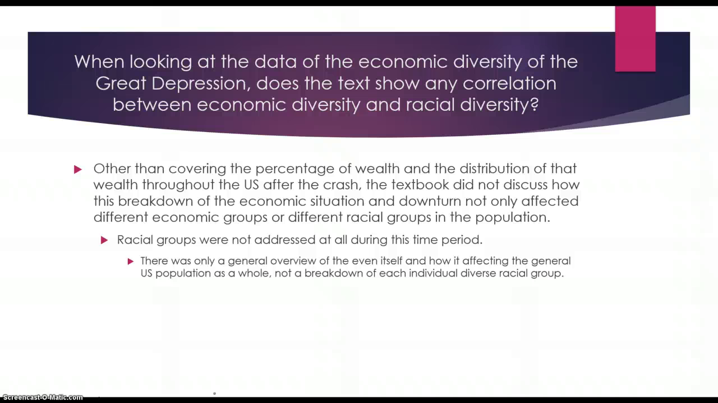The next question I wanted to address was, when looking at the economic diversity of the Great Depression, does the text show any correlation between economic diversity and racial diversity? Other than covering the percentage of wealth and the distribution of that wealth throughout the U.S. after the crash, the textbook did not discuss how this downturn affected different economic groups or different racial groups in the population. The book simply did not address any racial groups during this time period. It just covered the Great Depression and what happened during the occurrence. The book gave a general overview of the event and how it affected the general U.S. population as a whole, and not a breakdown of each diverse racial group. This creates another flaw in the textbook.